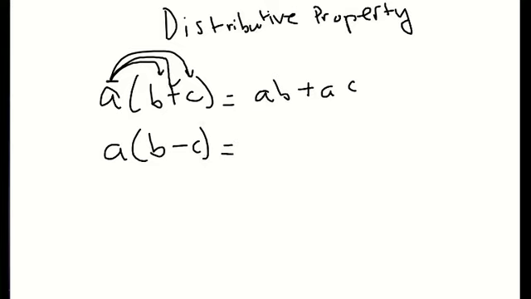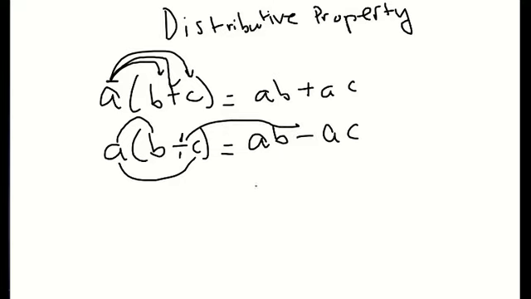What will we do? Well, we're going to want to take this in here, ab, and ac, and then we're going to keep the middle sign right here. We're going to want to bring that right here. So it'd be ab minus ac.